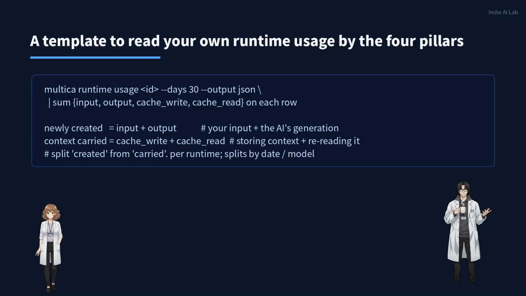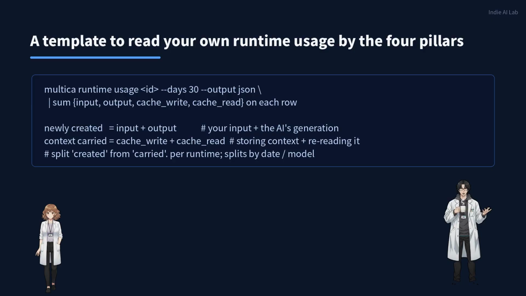The trick is to bundle the 4 into 2 meanings. Input and output are the amount newly created, the characters you typed and the characters the AI generated. Cache write and cache read are the amount carrying context, storing the same context and rereading it every turn. Split it that way, and you see in one glance what the runtime is actually spending tokens on.